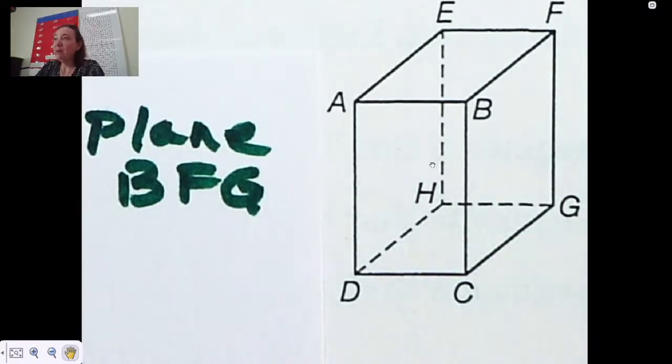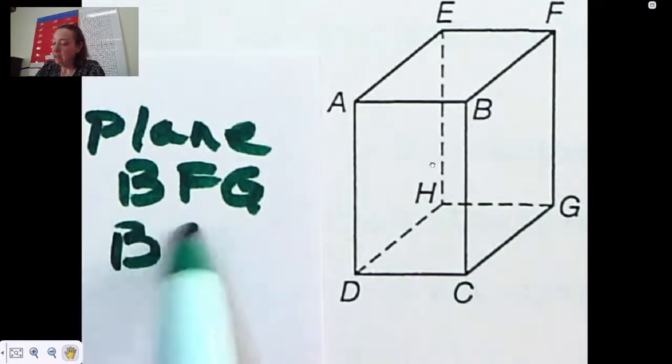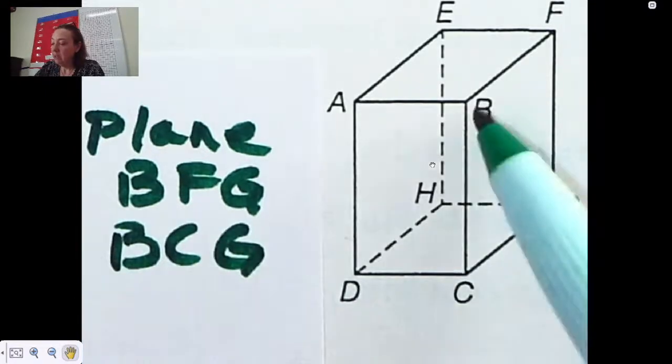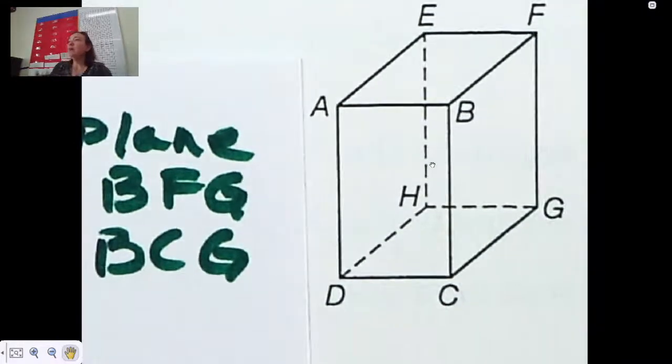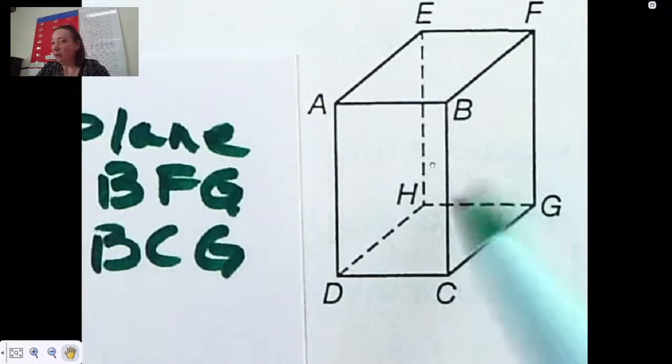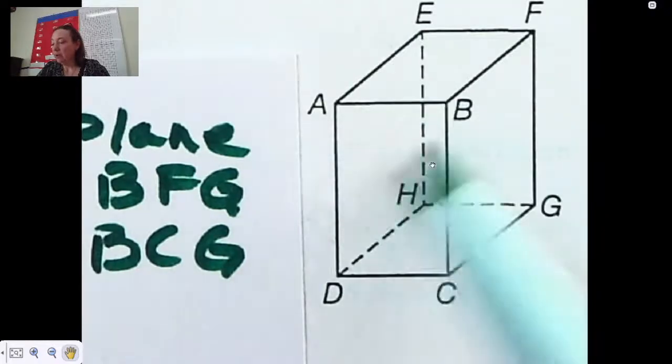Is that the only name it could have? No. What else could we call it? We could call it BCG because B, C, and G are on there. What else could we call it? CGF, right? So all of those names work. For that plane right there, that's parallel to that plane right there.